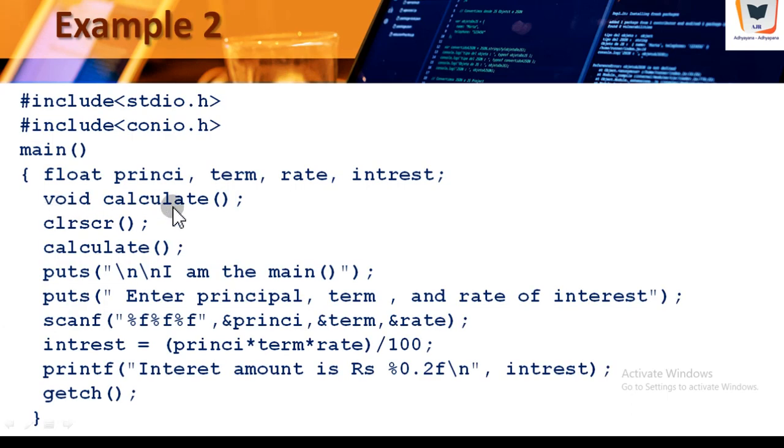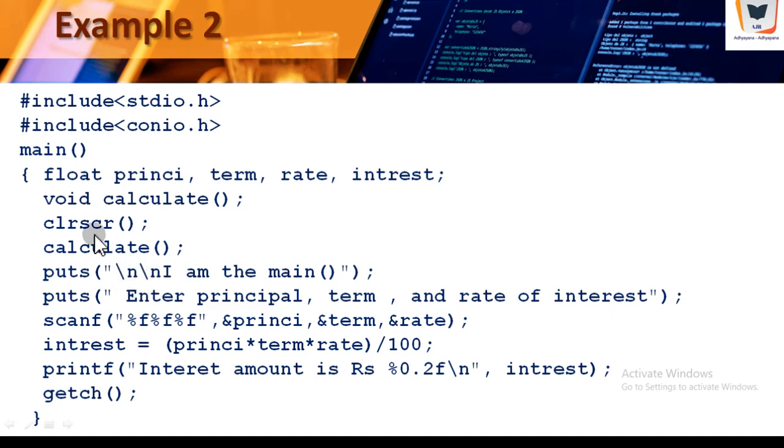Okay, example 2, let us see this. It will compute simple interest. Okay, these things are defined: float principal amount, term, the number of years, the duration up to which the principal amount is kept, rate of interest, and simple interest. Void calculate. So this will not receive anything, but it will calculate. Okay, clear screen, the calculate function is called. The calculate function is called over here.